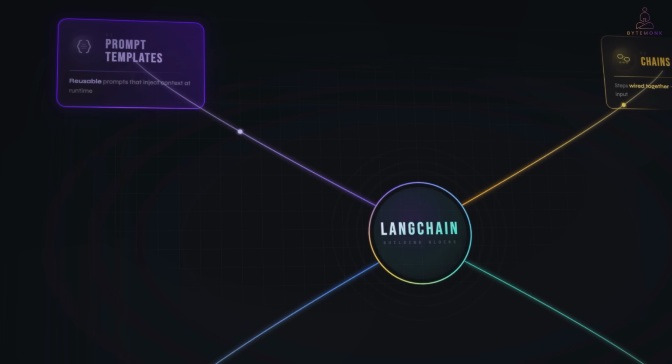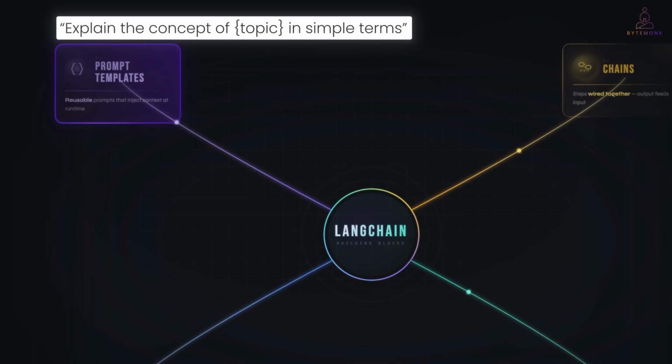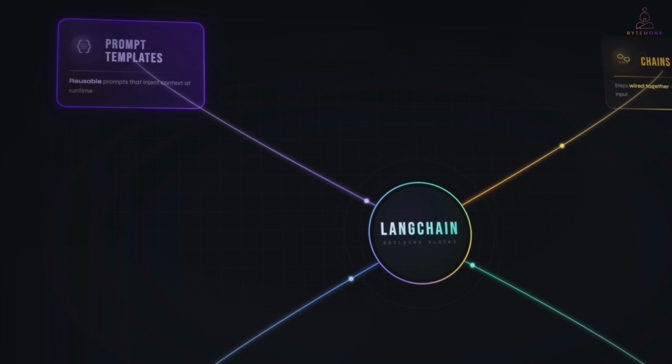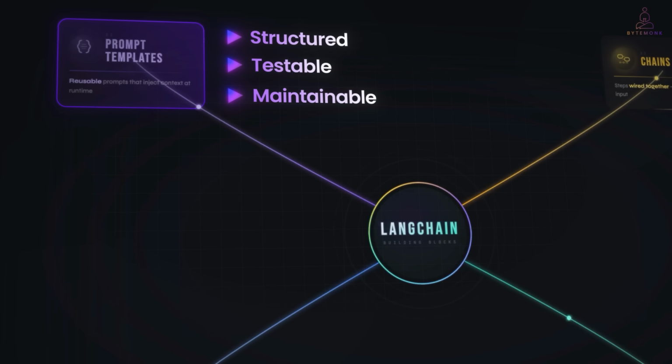So let's walk through the key abstractions because each one solves a specific pain point. First, prompt templates. Instead of hard-coding prompts as static strings, you define reusable templates that inject context at runtime. Something like, explain the concept of so-and-so topic in simple terms. Your application substitutes the topic based on what the user is asking. Simple idea, but it means your prompts are structured, testable, and maintainable, rather than scattered string literals across your codebase.